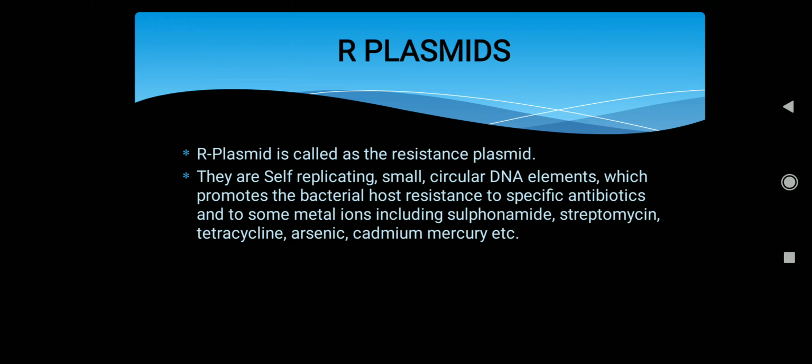Resistance plasmids are a type of plasmid that carry genes that play a very important role in antibiotic resistance. These R plasmids, as I told you, are plasmids, so they are small circular DNA elements. Plasmids are self-replicating; they can replicate independently. These plasmids carry the genes responsible for antibiotic resistance.